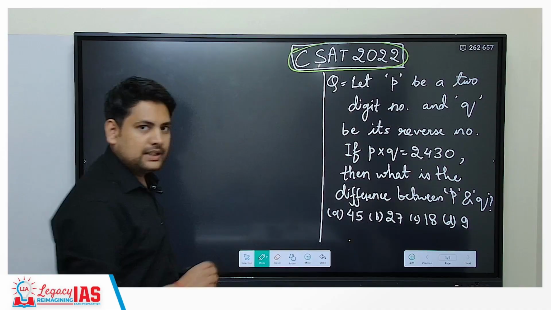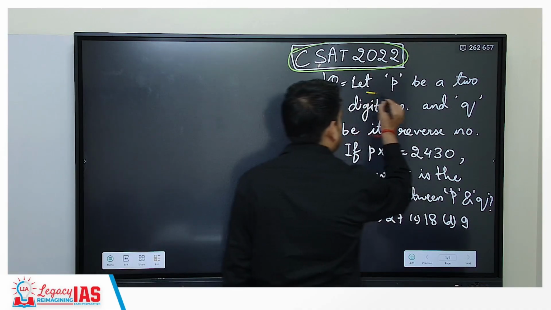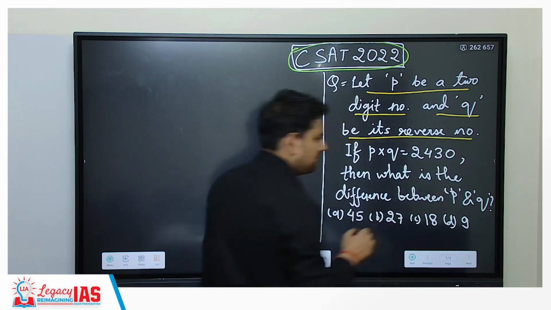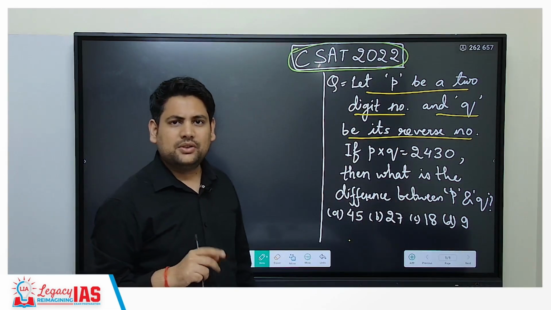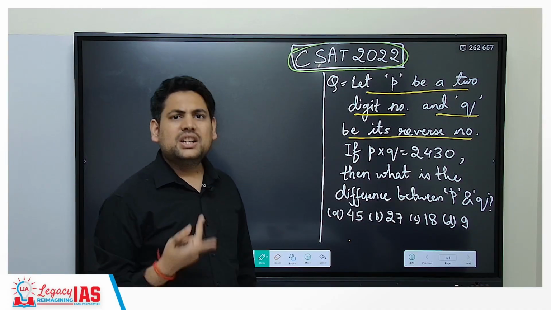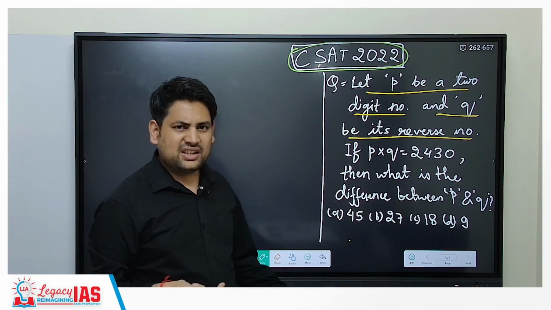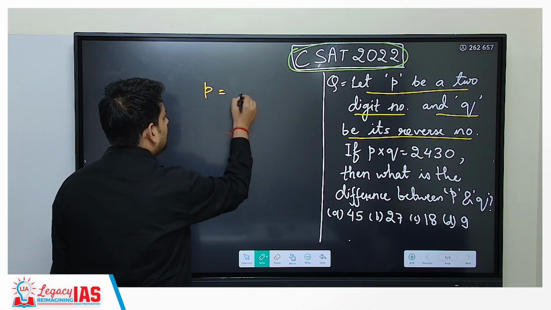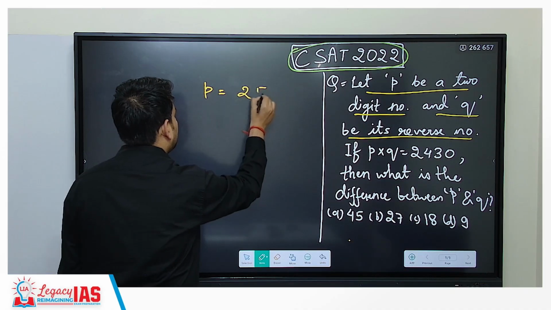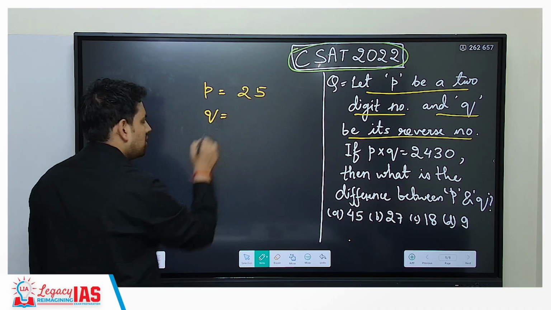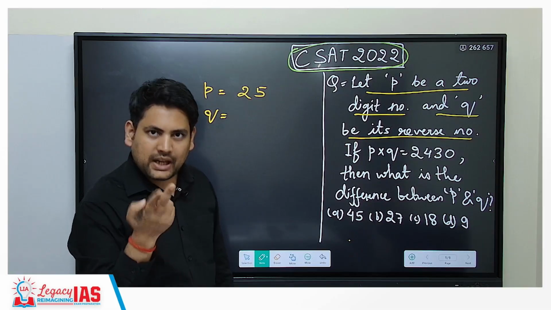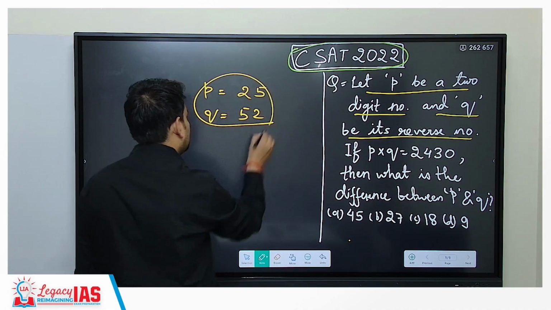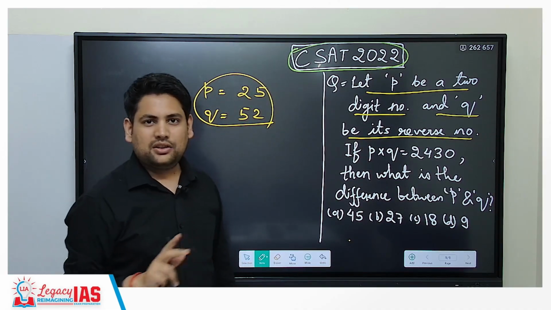What the question says, understand: let P be a 2-digit number and Q be its reverse number. In the original question it was written that Q is a number formed by reversing its digits. That is the same thing. So if P is a 2-digit number, let's say 25, then Q would be a number formed by reversing its digits. So Q will become 52. Something like this we are talking about.